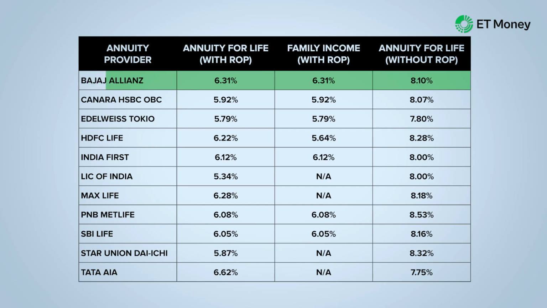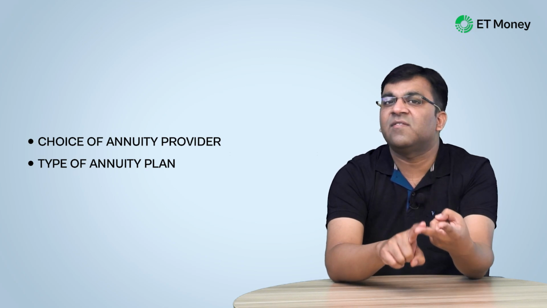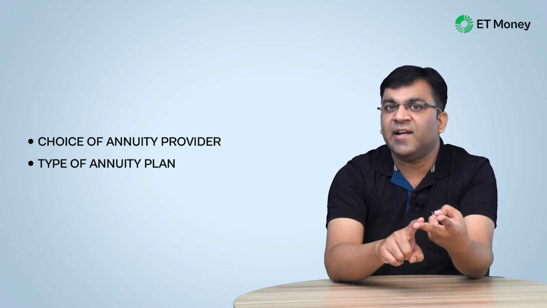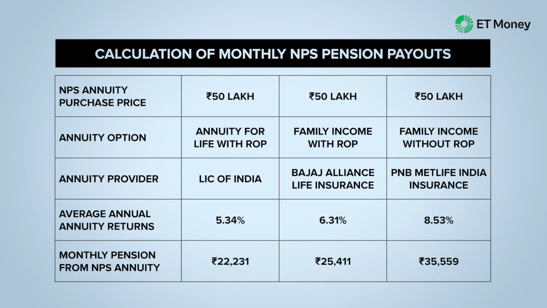A second point to note here is the difference between the without ROP and the with ROP option, which comes to a return difference of 2.2 to 2.5%. So these two factors, that is the choice of annuity provider and the type of annuity plan, is something all subscribers will need to be mindful of when selecting where to invest their NPS corpus to receive monthly pension. In fact, as an example, one can see in this table how a combination of different annuity providers and annuity plans can make a huge difference in the monthly pension one can receive.